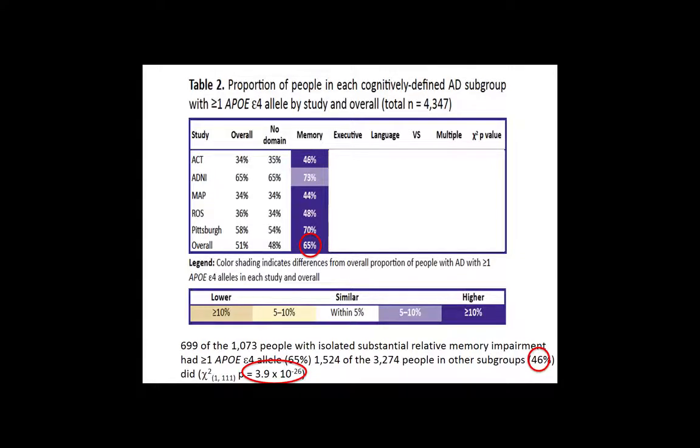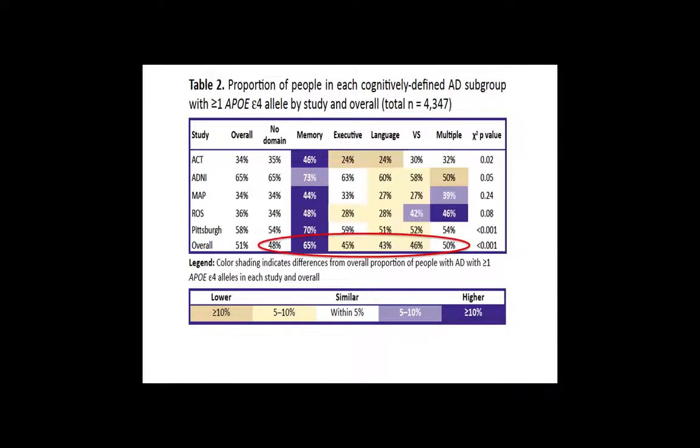So this 51% includes this group. Right? When you remove this group, everybody else has 46% E4 versus 65% E4 in the isolated memory group. And this just fills in the rest of that table and shows you the profound difference in E4 positivity across these different groups. 5-fold replication across studies of this finding.